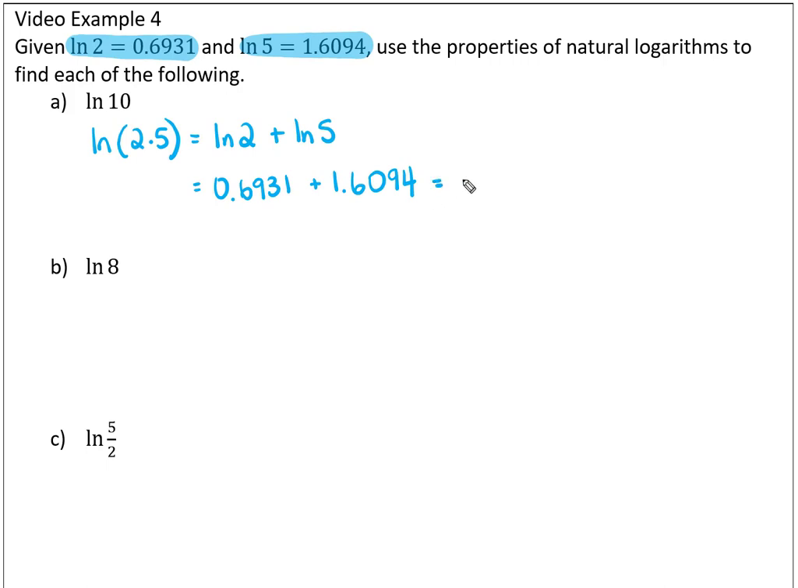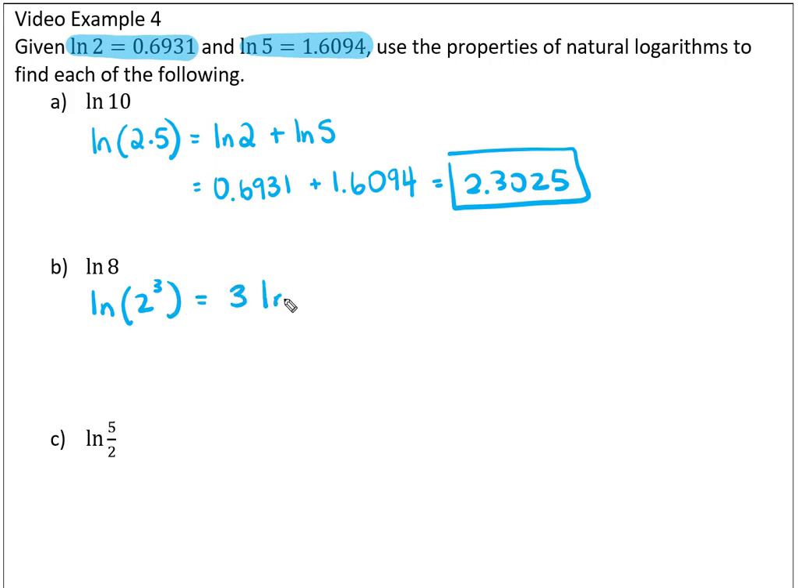And using my calculator, I got 2.3025. The next question, ln of 8, that's ln of 2 to the 3rd power. And we can take that power and bring it down to be the coefficient. Now it's just 3 times ln of 2. So plugging in that value of ln of 2, which is 0.6931, we can just use our calculator to evaluate this.